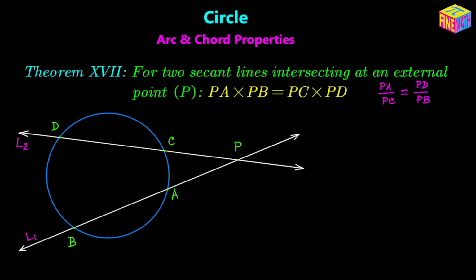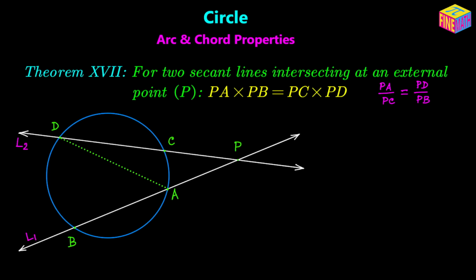So that means PA and PD have to be the two sides of a triangle, and similarly PC and PB have to be the two sides of another triangle. Now how can we create such triangles where PA and PD will be two sides? Well, if we simply connect A with D, then we'll have a triangle PAD, and there you can clearly see that PA and PD could be the two sides of the triangle. So let's go ahead and connect A with D.